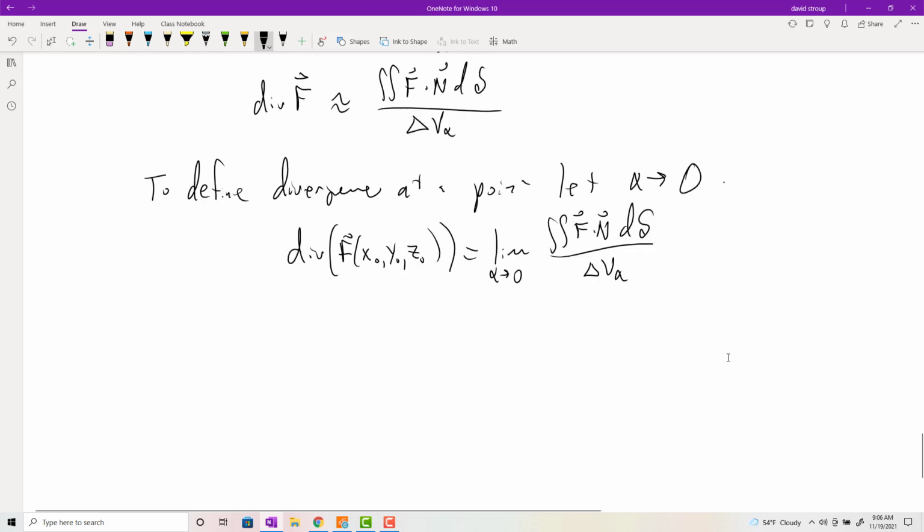Okie dokie. Okay. So there's that. And now I'm drawing pictures. This one's a sink. Everything's going into the point. And then you have sources where everything's going out. Great.